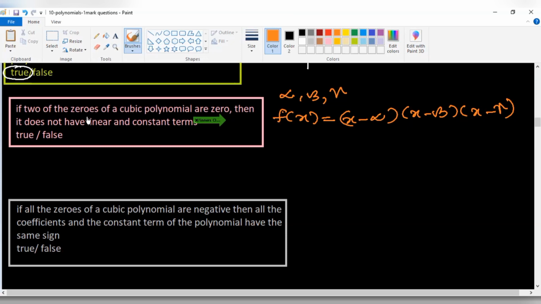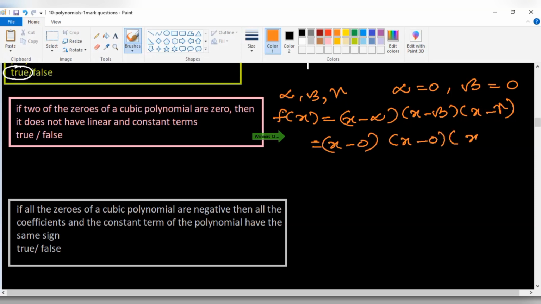So here it is given that two zeros are zero itself. That means alpha can be taken as zero, then beta can be taken as zero. So what happens? We have alpha and beta as zero in this expression. So (x minus 0) into (x minus 0) into (x minus gamma) is the required cubic polynomial.